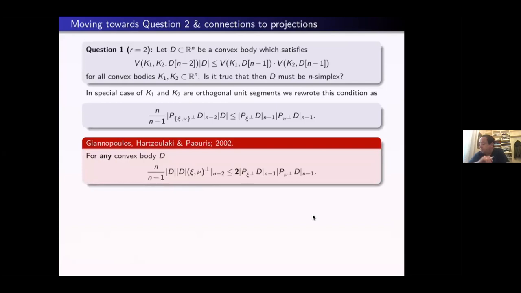And now it turns out that those inequalities were studied a lot. For example, Giannopoulos, Hartzoulaki, and Paouris proved that for any body D, for simply any body D, if you put here number two and not number one, then you will have such an inequality, okay?